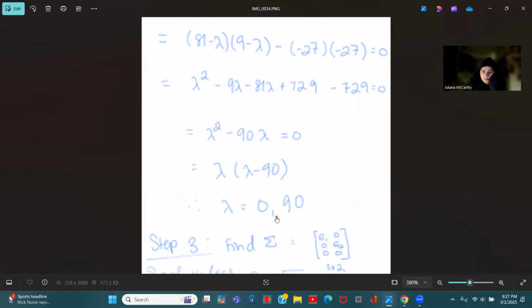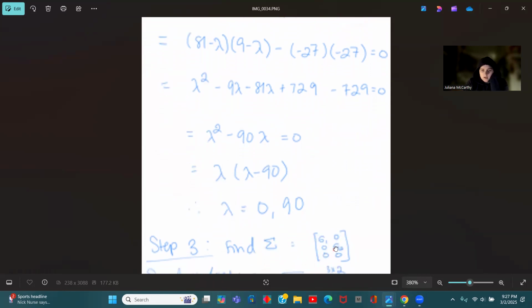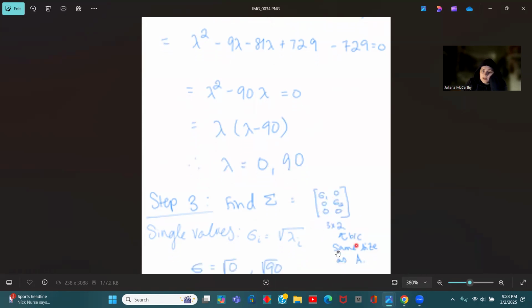And so step 3, now that we have the eigenvalues, we can set up sigma. And sigma is comprised of the singular values. And so how we get the singular values is it's just the square root of lambda. And so we only have 2 eigenvalues here, but we know that this has to be a 3 by 2. And so we know this because it has to be the same size as A. A was a 3 by 2, so sigma also has to be a 3 by 2.